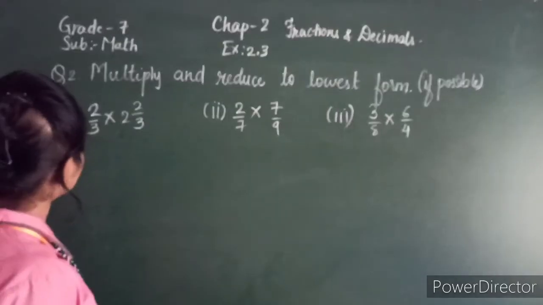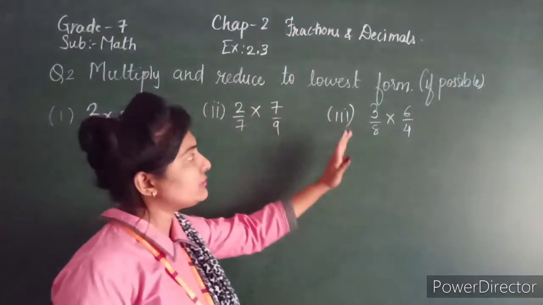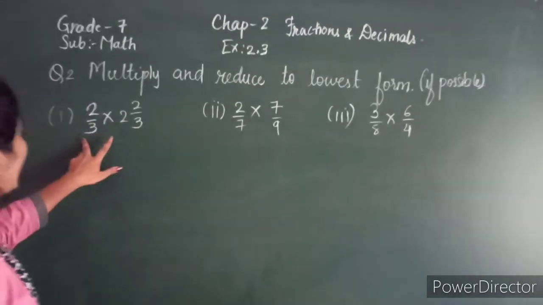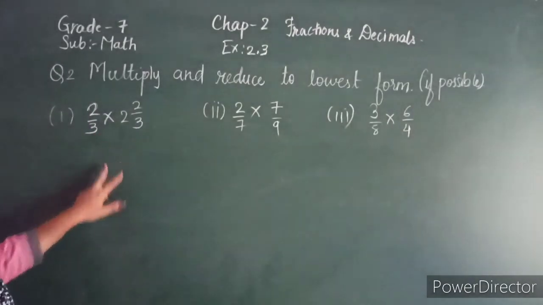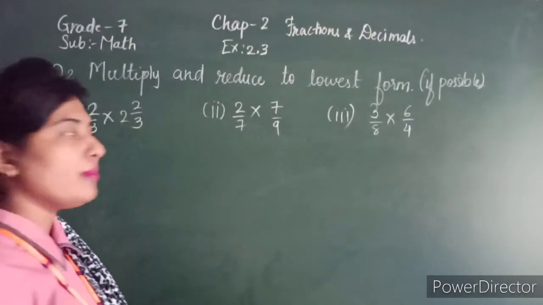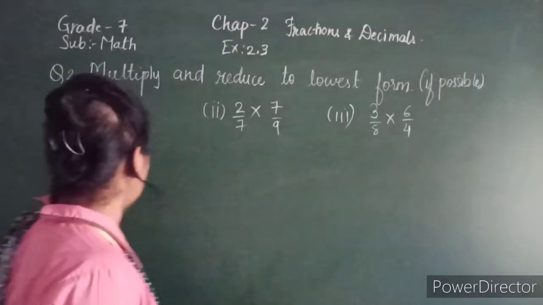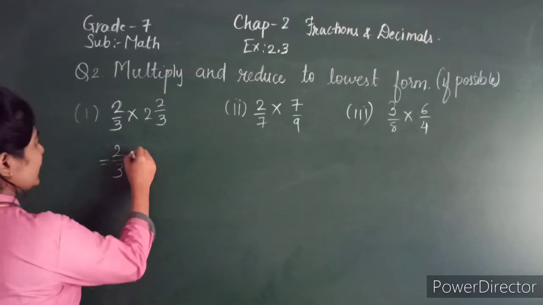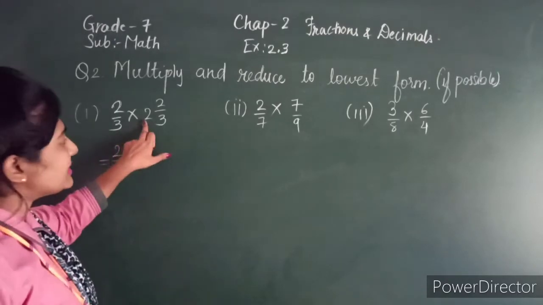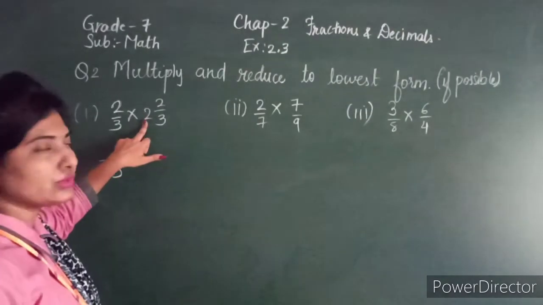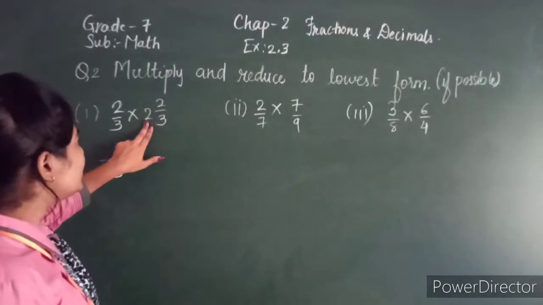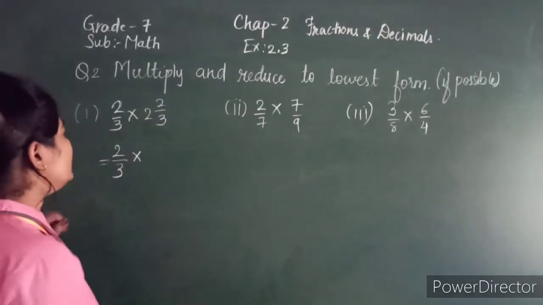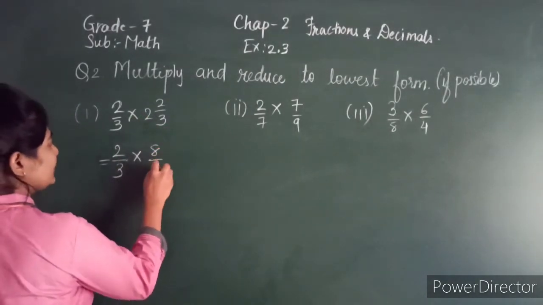So now coming to the question number 2, multiply and reduce to the lowest form if possible. So here we have to multiply this number and then reduce it to the lowest form if possible. So here let's do the solution. 2 upon 3 into, now this number is given in a mixed fraction form, so we have to convert this number. So it is 2 3s are 6, 6 plus 2, so it is 8 upon 3.